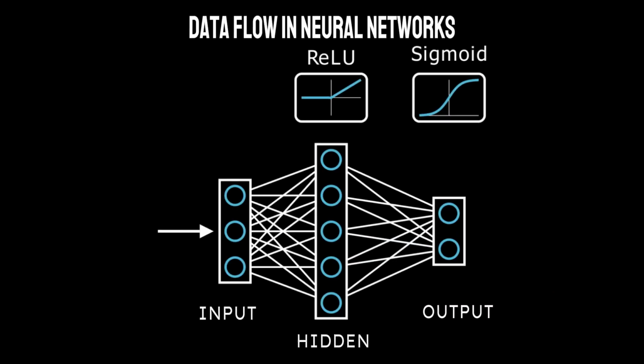Let's try to visualize this through an animation. As you can see, data flows from the input layer through the hidden layer, where each neuron's output becomes the input for the next layer. And this process continues until the data reaches the output layer. This is how neural networks work.